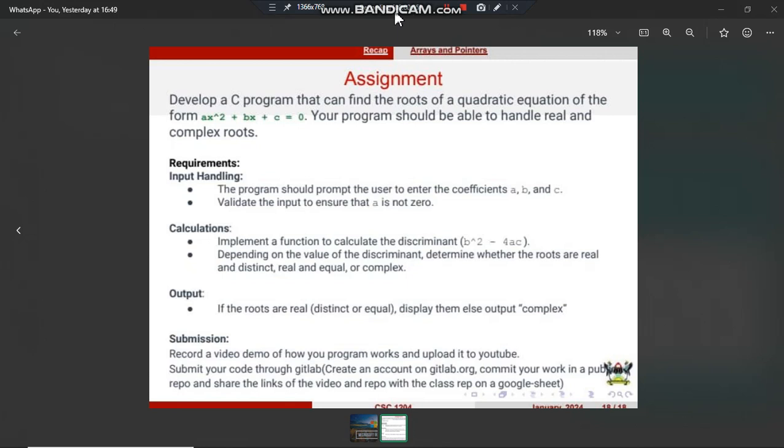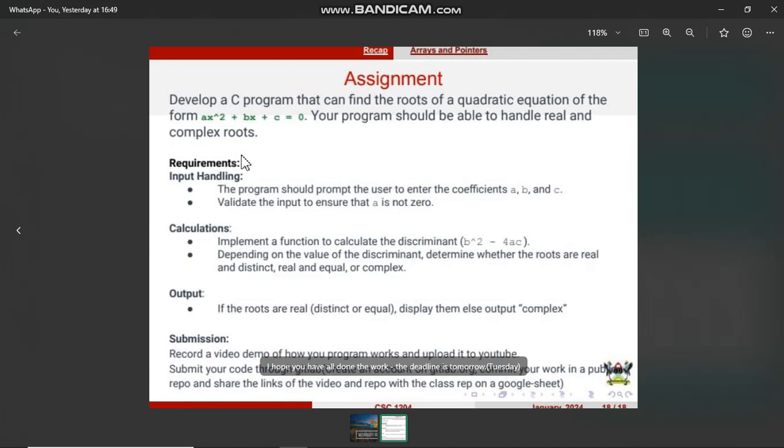Hello and welcome to this video where I'll be explaining a C program to find the roots of a quadratic equation. My name is Eugene Heise and I'm going to take you through a C program that calculates the roots of a quadratic equation in the form ax squared plus bx plus c equals 0. The question says your program should be able to handle real and complex roots.